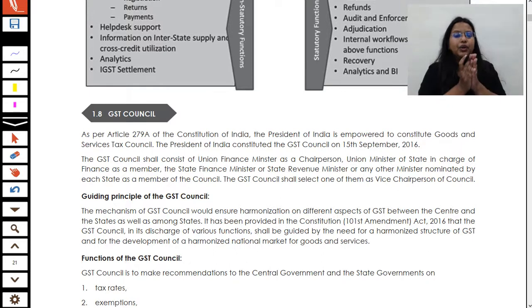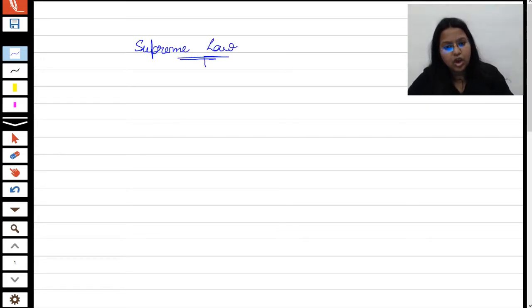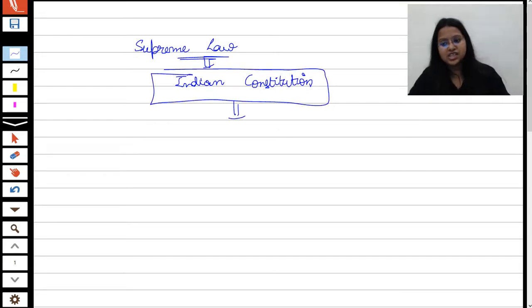So students, do you know about our Indian Constitution? Yes. Which is the supreme law of India? Supreme Court. No, Supreme Court is not the supreme law of India. Supreme law of India is what? Yes, Indian Constitution. So Constitution of India is the supreme law of India. So students, in Indian Constitution there are different articles. There is an article 279A of Indian Constitution.